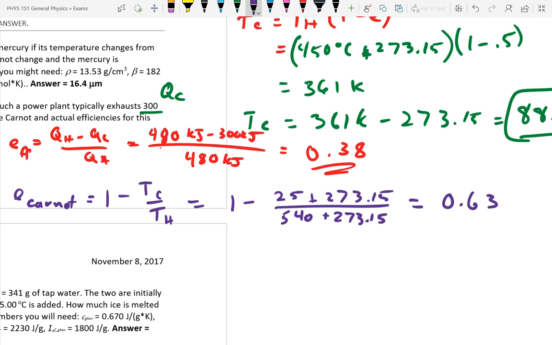So in theory, with these temperatures, you could reach 63% efficiency. In actuality, we only have 38% efficiency, a little bit more than 50% of the theoretical maximum efficiency. Hence, not all that efficient. These numbers actually are realistic, by the way.